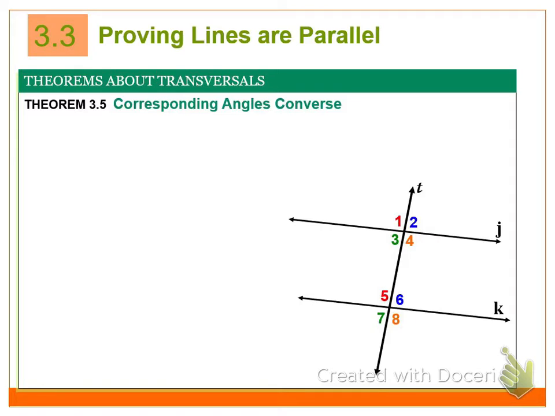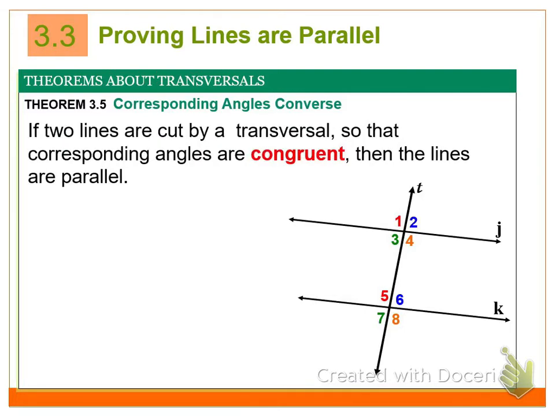Corresponding angles. So we could use corresponding angles to prove that lines are parallel, and here's how. If two lines are cut by a transversal so that corresponding angles are congruent, then the lines are parallel.